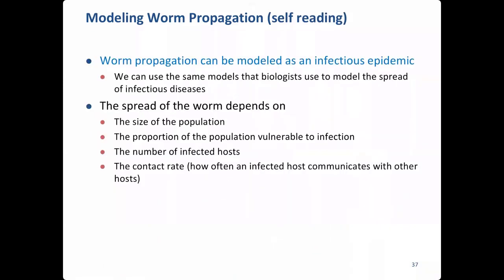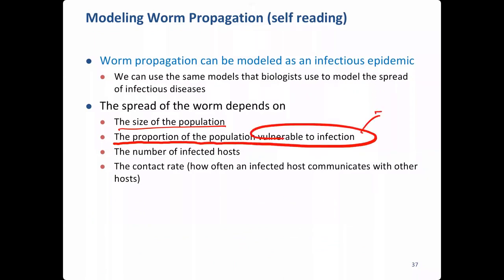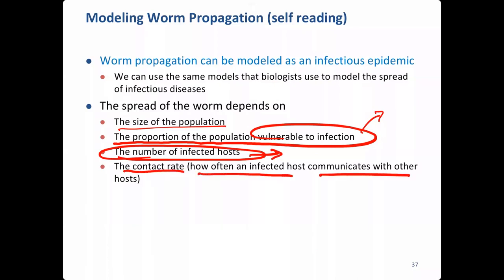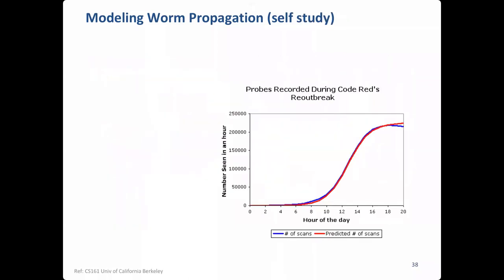So the spread of the worm depends on the size of the population, the portion of the population that's vulnerable to infection, as there may be many who are not vulnerable, and also the number of infected hosts. Those who are infected cannot be reinfected, because they already have the infection. And the contact rate, how often an infected host communicates with other hosts. So we can model this very similar to the COVID virus, that it starts slowly, then becomes exponential, and finally flattens out, right?